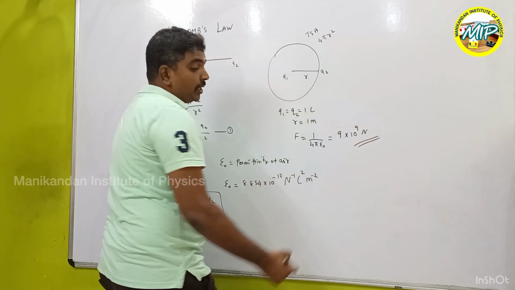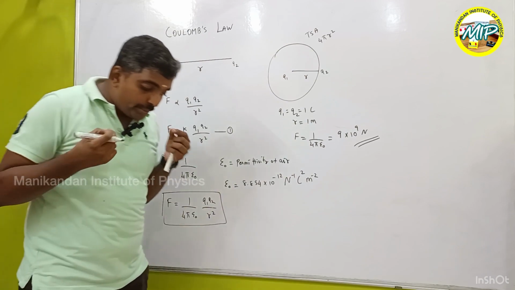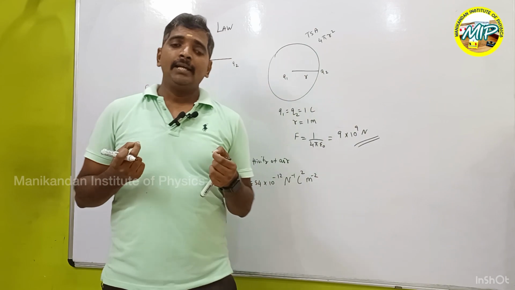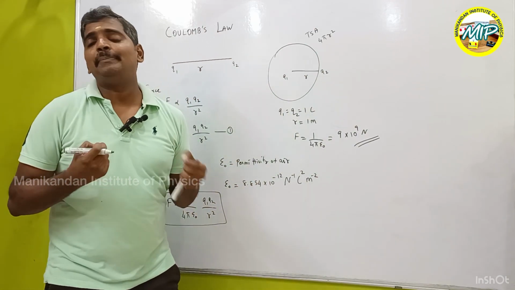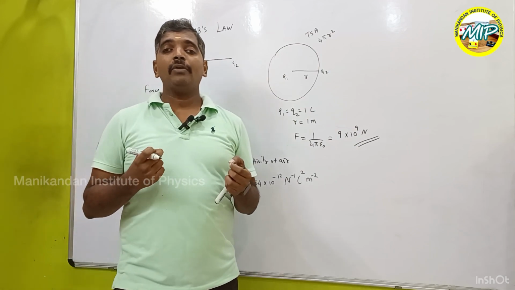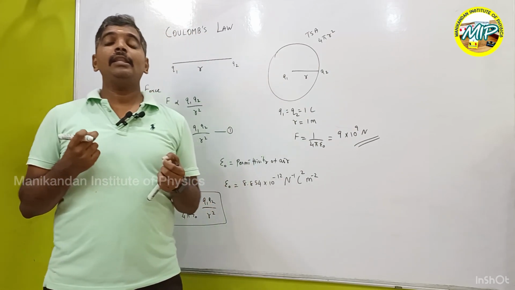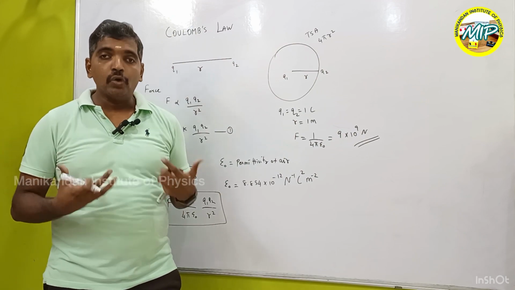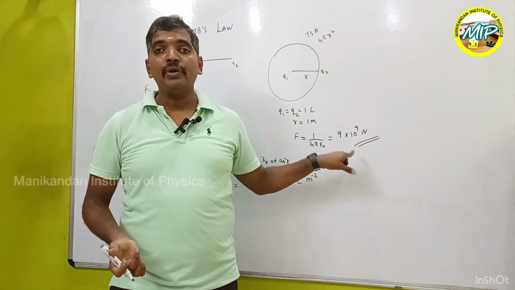This is a very important result. When two charges separated by a distance of 1 meter experience a force of 9 into 10 power 9 Newton on either charge, then the magnitude of that charge is said to be 1 coulomb. So this is the definition of 1 coulomb.